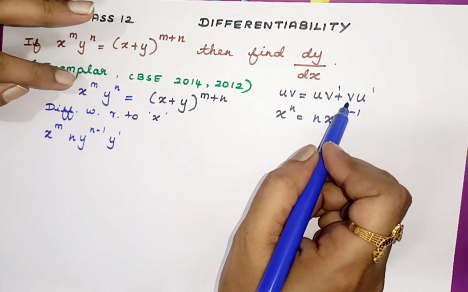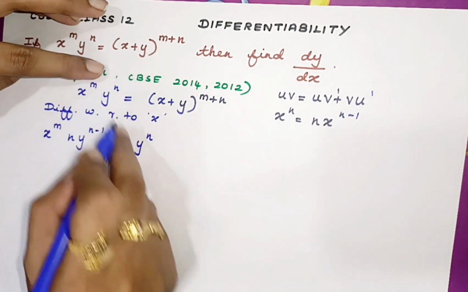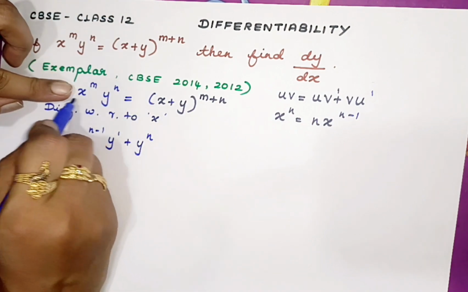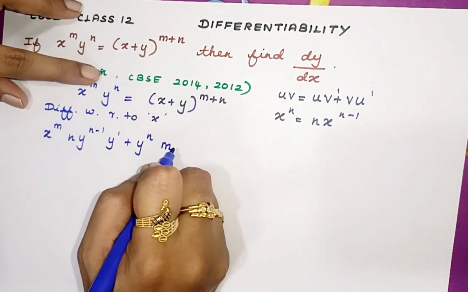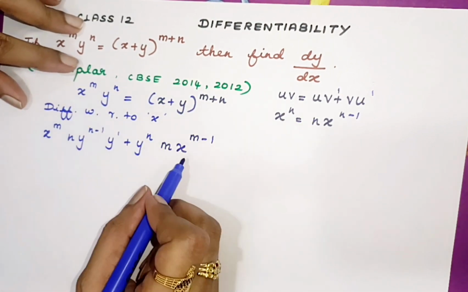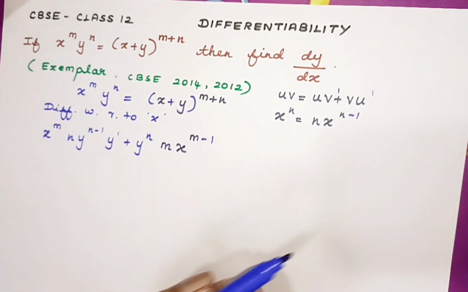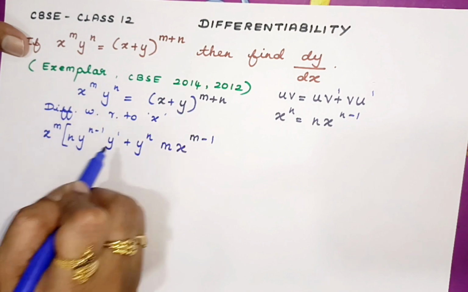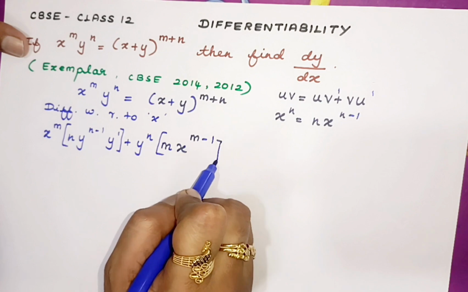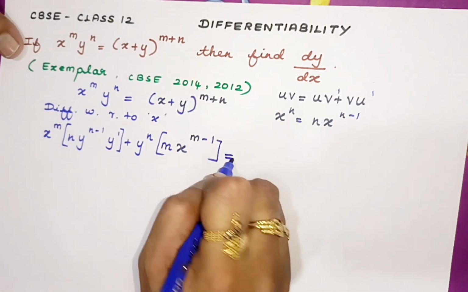Then v we have to keep as constant. That is, y^n we have kept as constant, and now we are going to differentiate this x^m. That means m into x^(m-1). We have differentiated x, so no need to add y' or x'. Is that clear, students? What we have done: this one we have differentiated, and next time we have differentiated this term. Is that clear? So that is equal to.